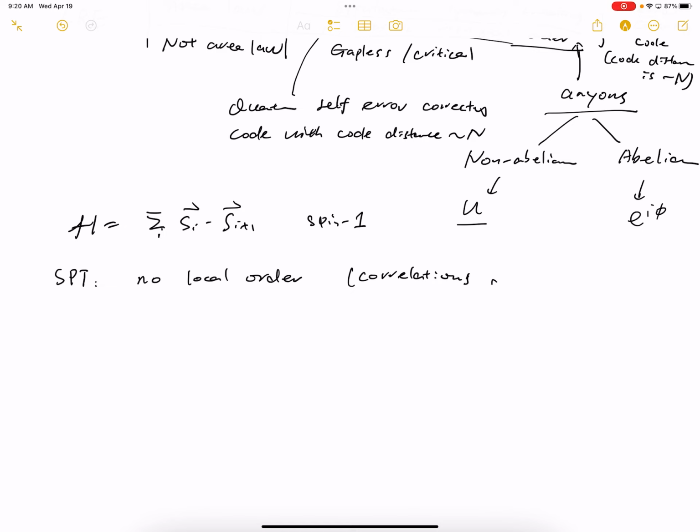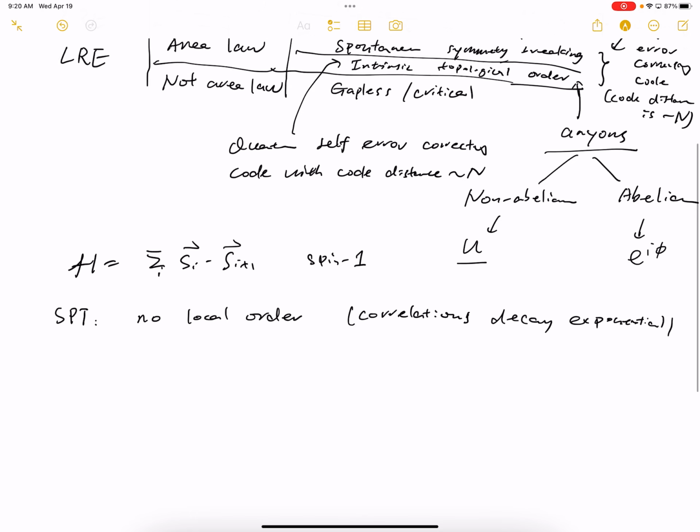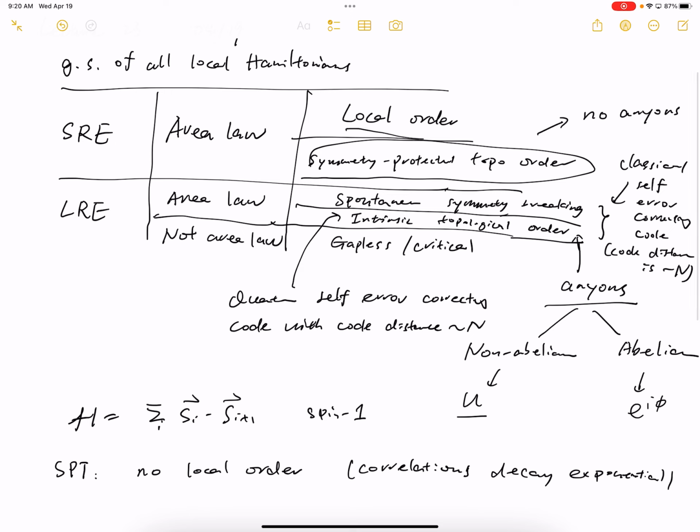So the correlations should also decay exponentially with distance. Basically, the spins are not correlated. So this means it's going to be different from the local order case, where, for example, in the paramagnetic order, all the spins are polarized in some direction. And in this SPT order, there's no such thing. If you measure the spin angular momentum, it's going to be 0 in any direction.